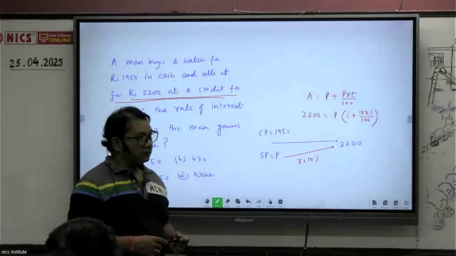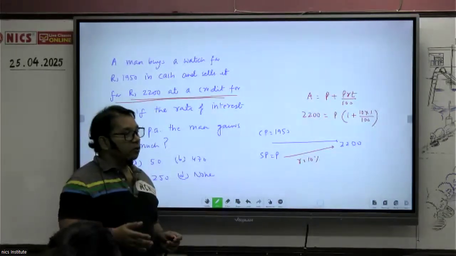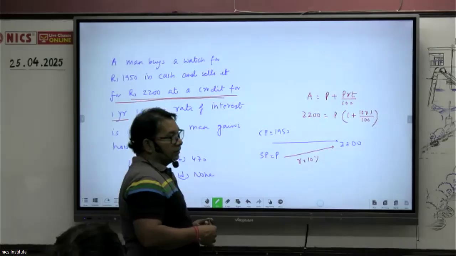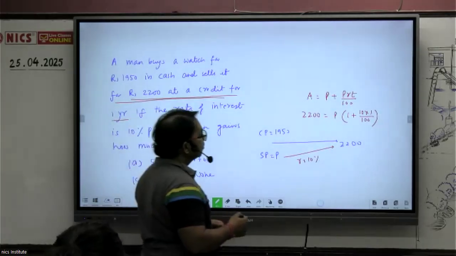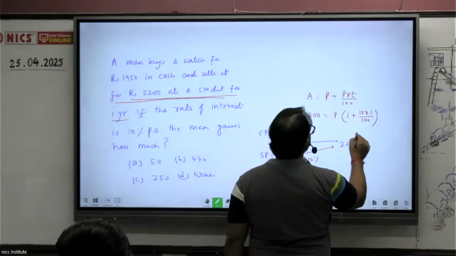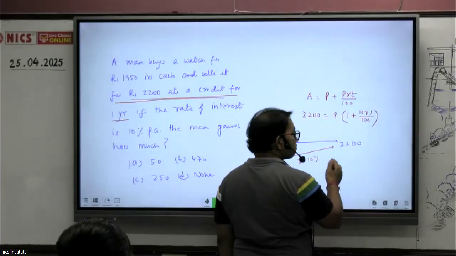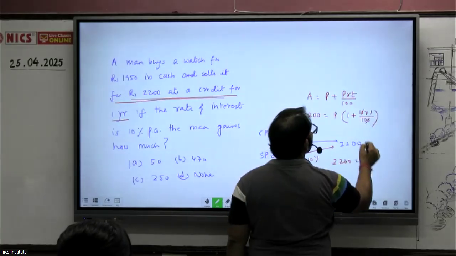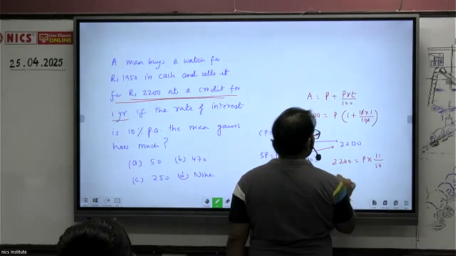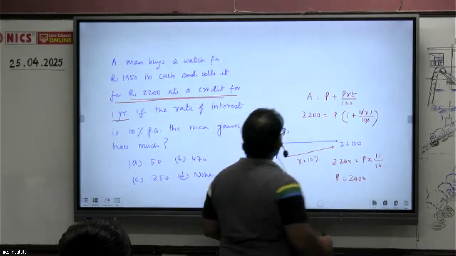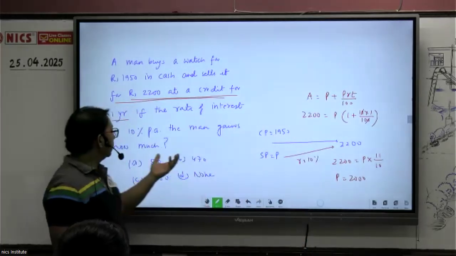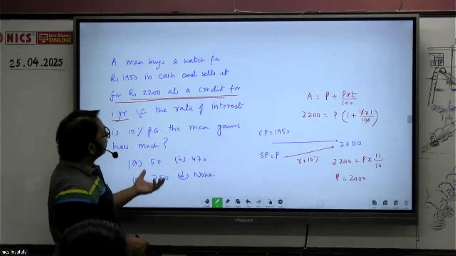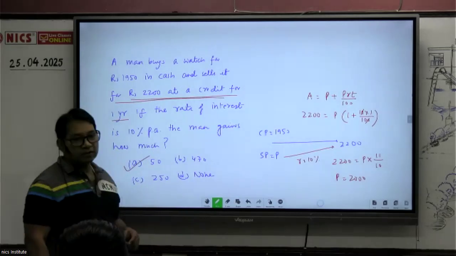Credit means after 1 year. You're not getting it now. You're getting it after 1 year. So what is the principal? So 2200 is equal to P into 11 by 10, P is 2000. That means that 2200 after 1 year is worth 2000 rupees today. That means the profit is only 50 rupees.